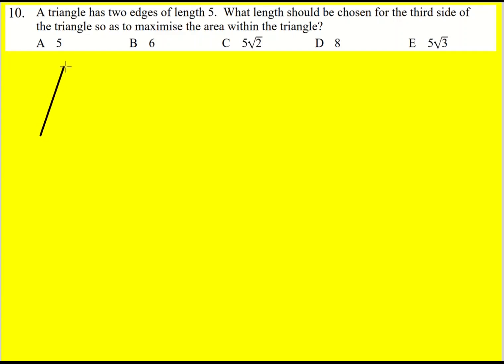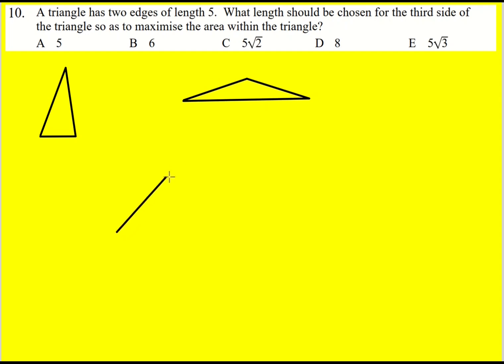Triangle has two edges of length 5. What length should be chosen for the third side to maximize the area? Now we could make that third side pretty small, but that area looks quite small. Or we could make the third side quite big, but then I'm going to get a small height, and that's also going to be quite small.